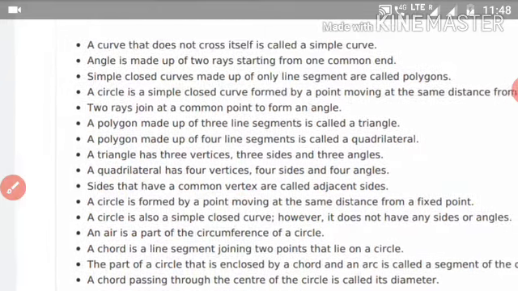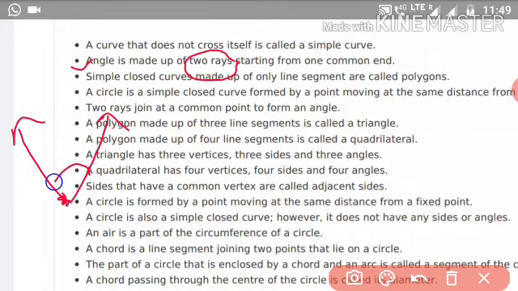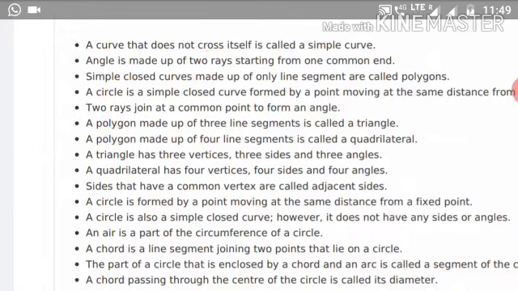Now second point, an angle is made up of two rays starting from one common end. So an angle is made up of how many rays? Two rays starting from one common end. Suppose this is the one common end, and from here it will have two rays. Now this is an angle. It looks like this.